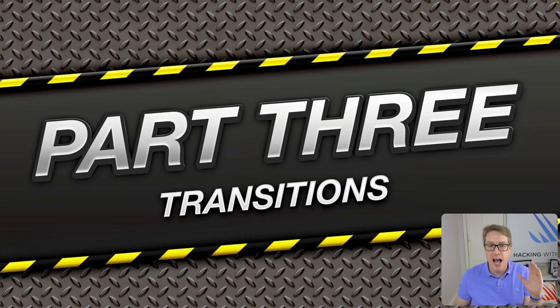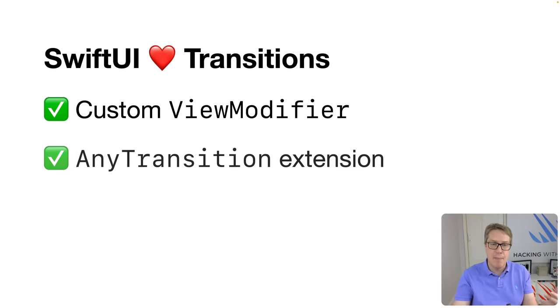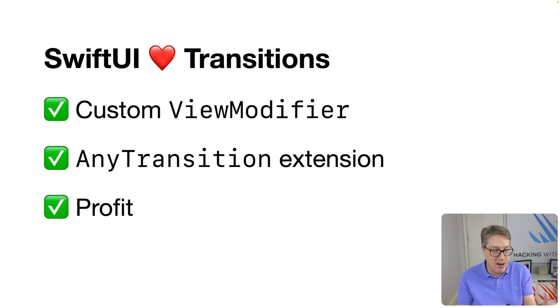Now, for a long time, SwiftUI, of course, loves transitions. We can simply create a custom view modifier, wrap this thing in an AnyTransition extension to be easier to use, and then we're done. It's worked brilliantly for a very long time. And you can create some wonderful transitions in pure SwiftUI code.